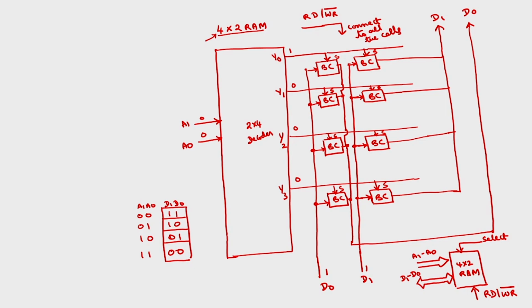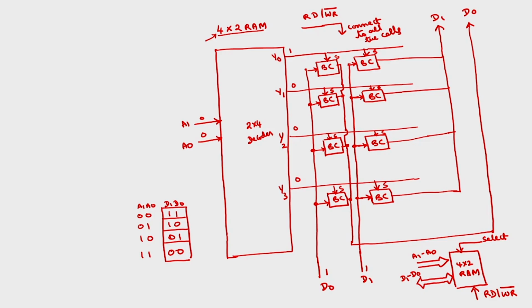Now, for 0 1, y1 is selected. Okay. So, you write here 1 0. At D0 and D1 you have to write 1 0. And similarly, if I give 1 0 address, you write this data as 0 1 at D0 and D1. Similarly, for 1 1 you write the data at D0 D1 as 0 0. So, that will be stored.